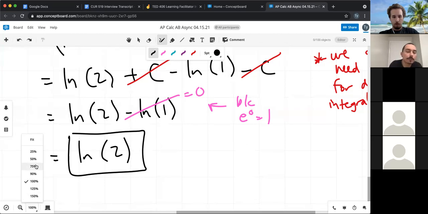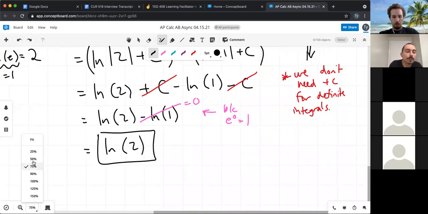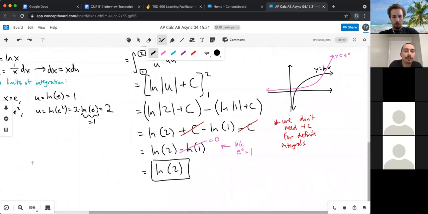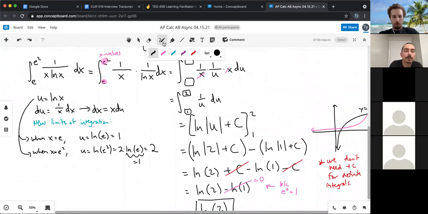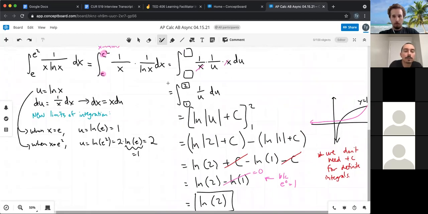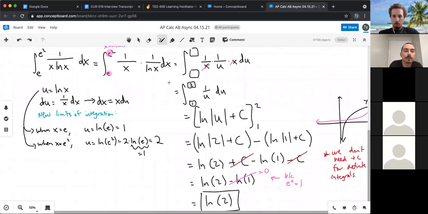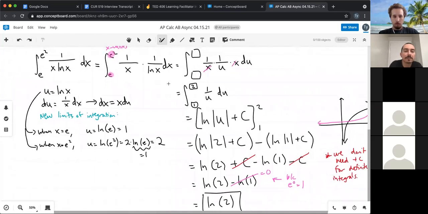Okay, so let's zoom out. Give you a chance to look this over. Is it all in frame? It's mostly in frame. Okay. Let's take a moment, look that over. In the meantime, I will look for another question unless you have one that you'd like to go over.